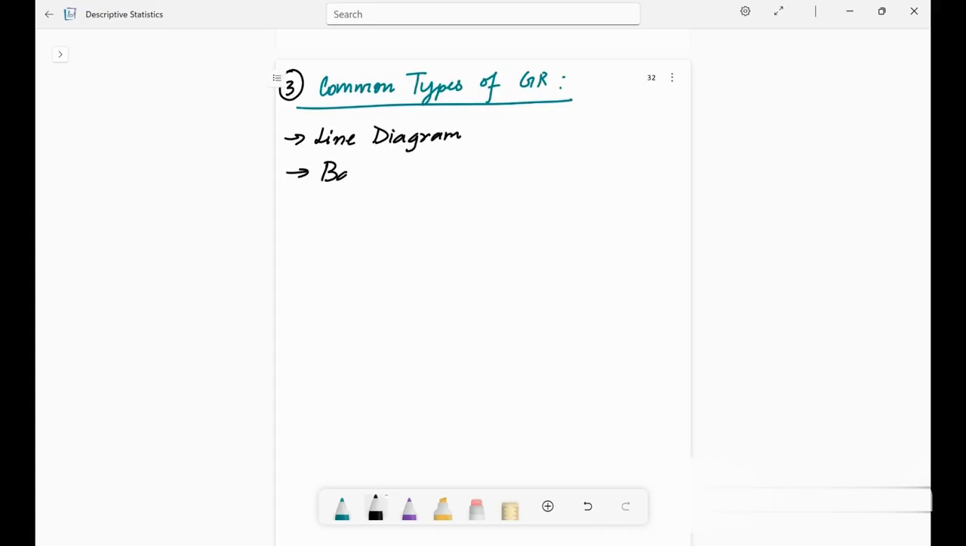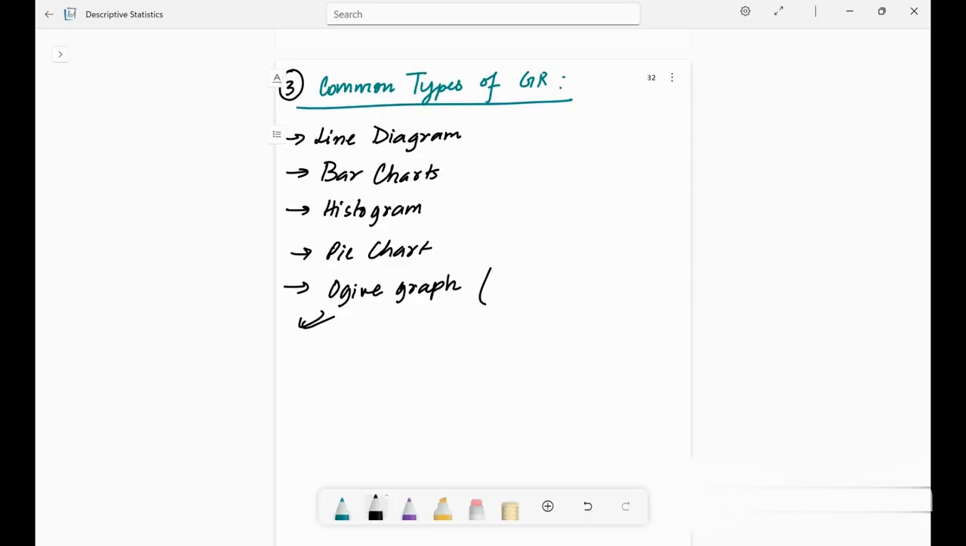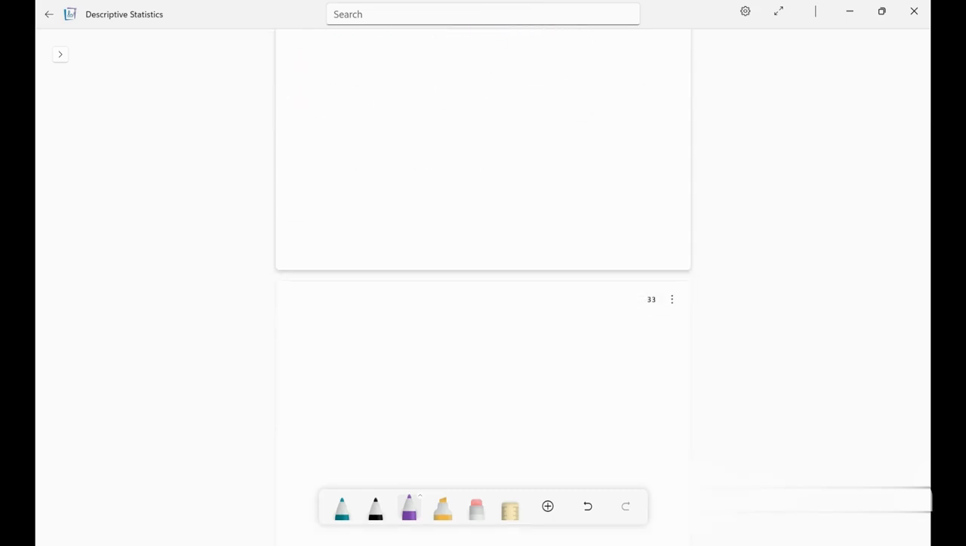then bar charts, histogram, pie chart, and Ogive graph. This is actually new here, okay? Ogive graph, which is also known as cumulative frequency curve. All right, let's go through them one by one. For today, we're going to study only line diagram. So let's start with line diagram.